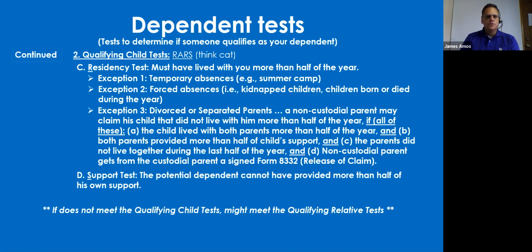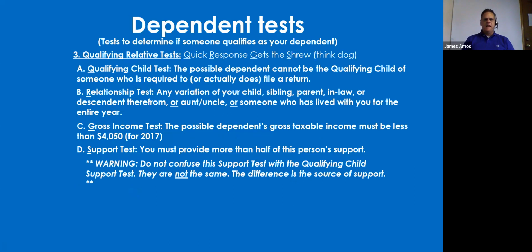Let's go on to thinking about this now. Let's say you go through that, but your potential dependent fails one of these tests. Well, this qualifying child test was failed, but you still might be able to get that person as your dependent under the qualifying relative test. So you don't stop there. If you fail one of the qualifying child tests, you just stop thinking about that one and you move on to the qualifying relative tests. So let's take a look at that.